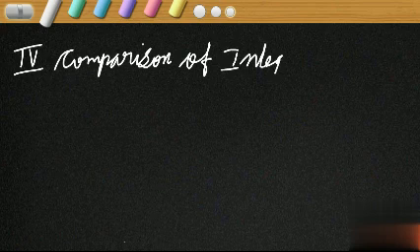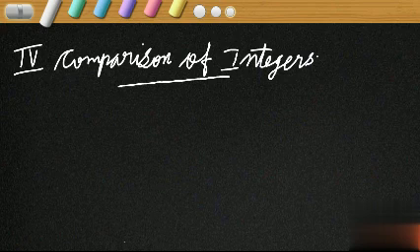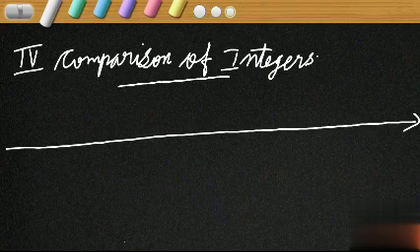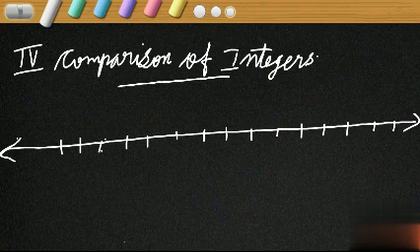Write down comparison of integers. For this, please draw one number line using ruler and pencil neatly. Draw one number line and mark like this. You can draw neatly and mark very neatly using your ruler and pencil. I have no ruler here, that means a ruler cannot be used here. That's why I have drawn it like this.